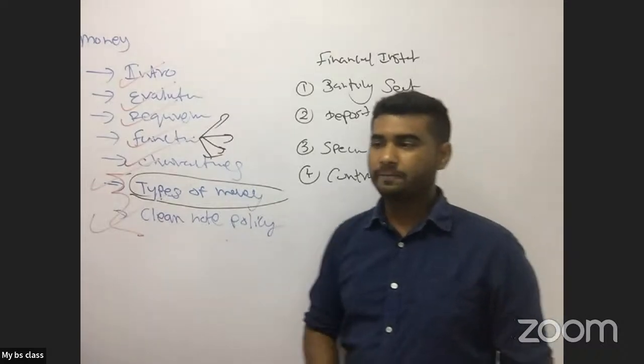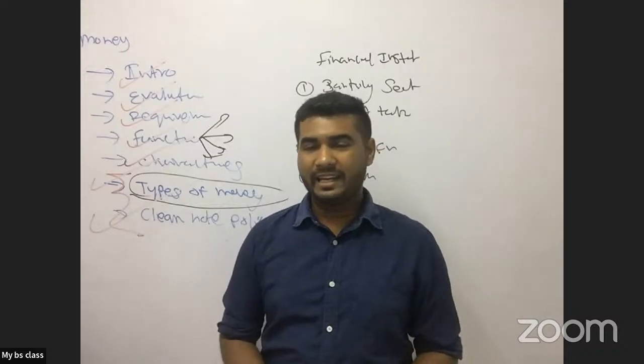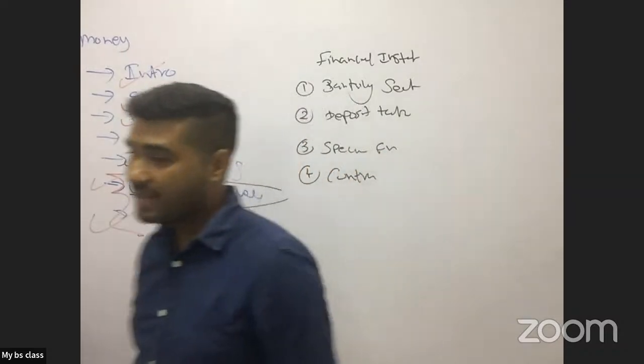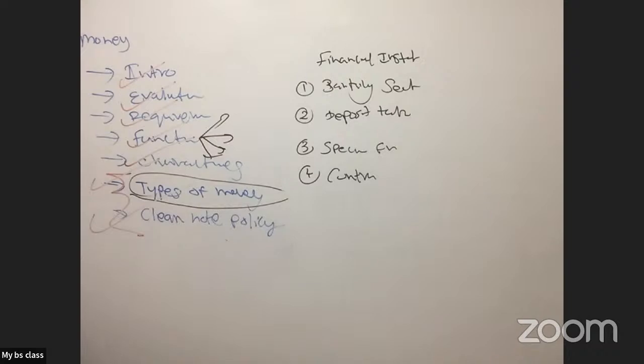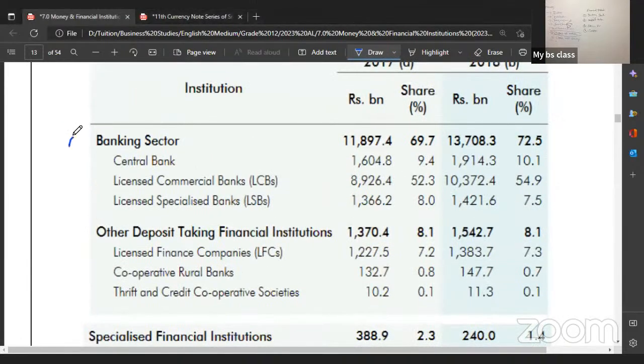Our lesson will flow by discussing these one by one. I have put the classification here, which I extracted from the central bank report. As you can see, number one is the banking sector. Number two is the other deposit taking financial institutions. We'll discuss them one by one.